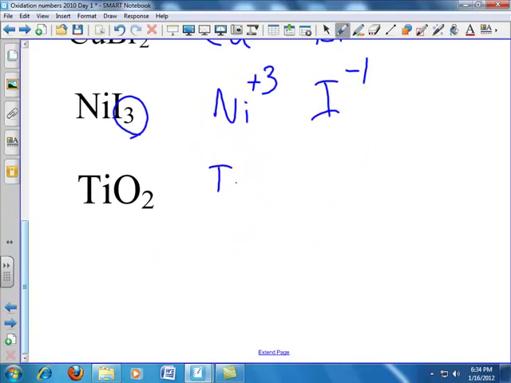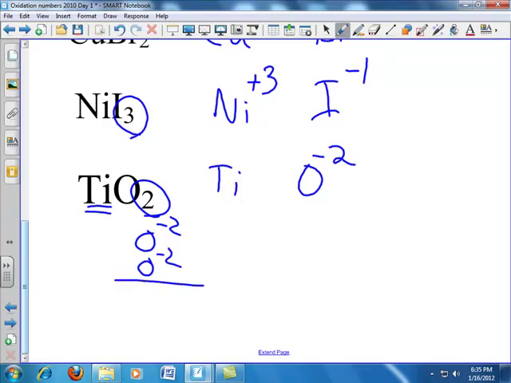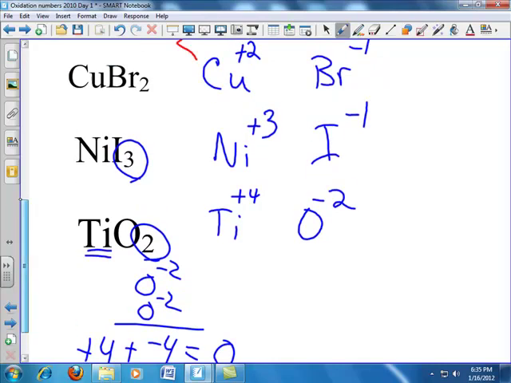Okay, titanium and oxygen. If I'm not sure, I know this is not a group 1 element, so by default that must mean oxygen's minus 2. Well, I have 2 minus 2 oxygens, so that total is minus 4. So in order for me to get to 0, that must be a plus 4. Okay, so those are oxidation numbers of some binary compounds.